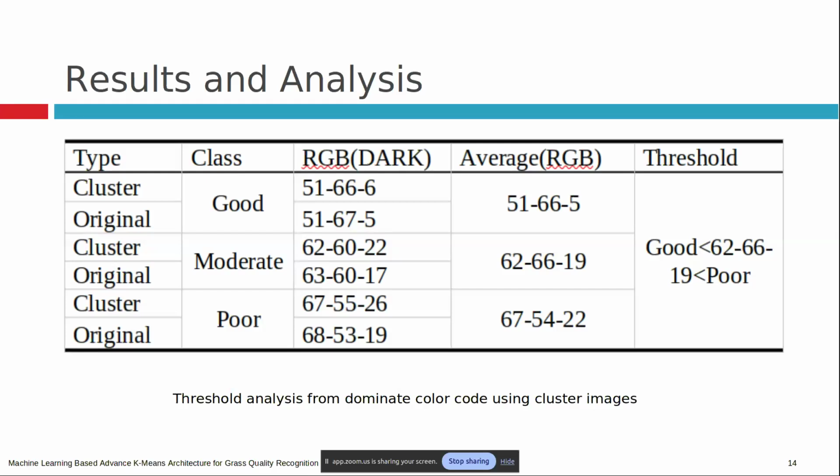We get the RGB format, that is a dark base, average base, and the threshold value. What we identify for the fresh grass in the RGB format is 62, 66, and 90. R stands for 62, G for 66, and the 19. That is a range where we consider that it's a moderated kind of grass, which is not fresh as well as not the non-fresh kind of grass.